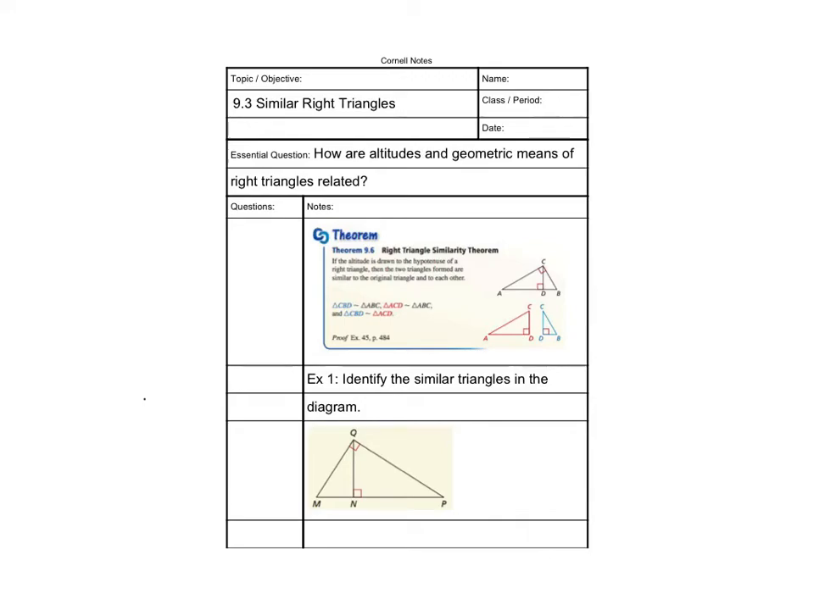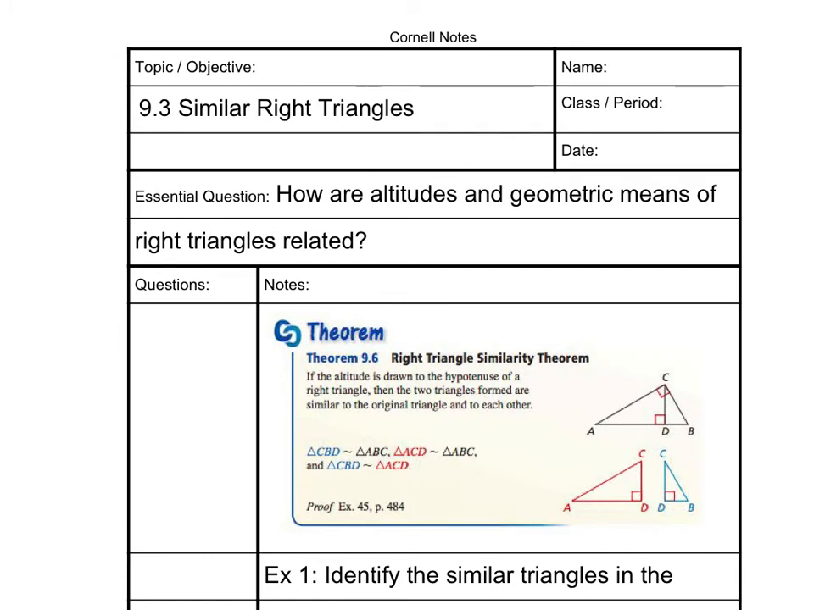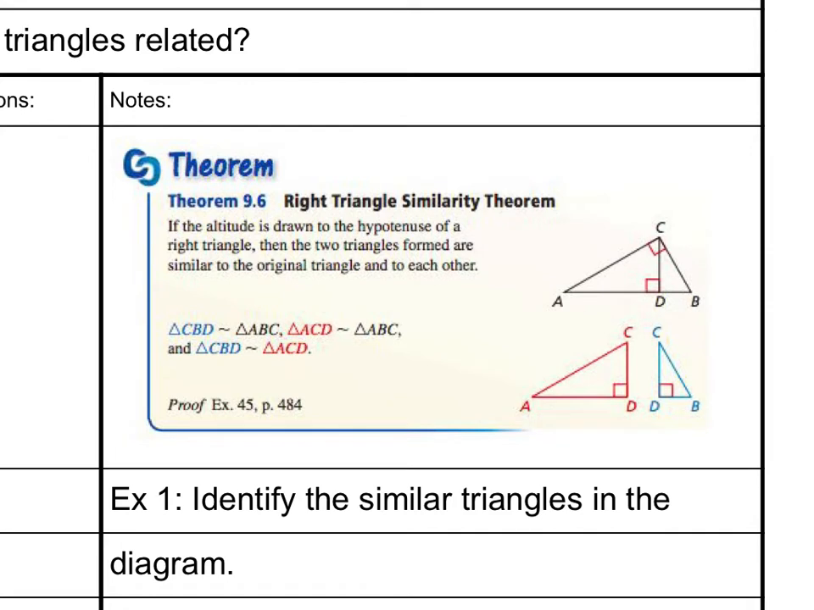All right, we are going to go ahead and get on our 9-3 notes. So we are going to be talking about geometric means and how they're related to altitudes. The first theorem that you need to know is called the right triangle similarity theorem.